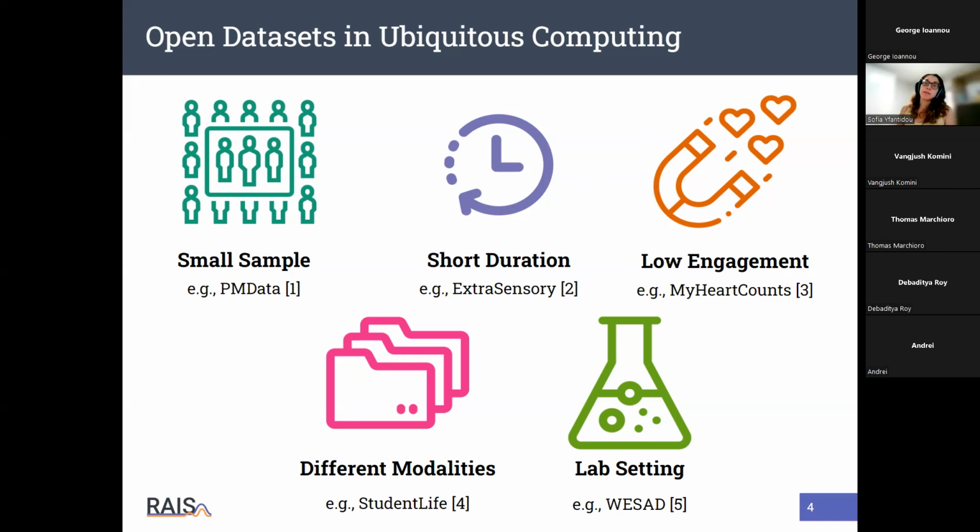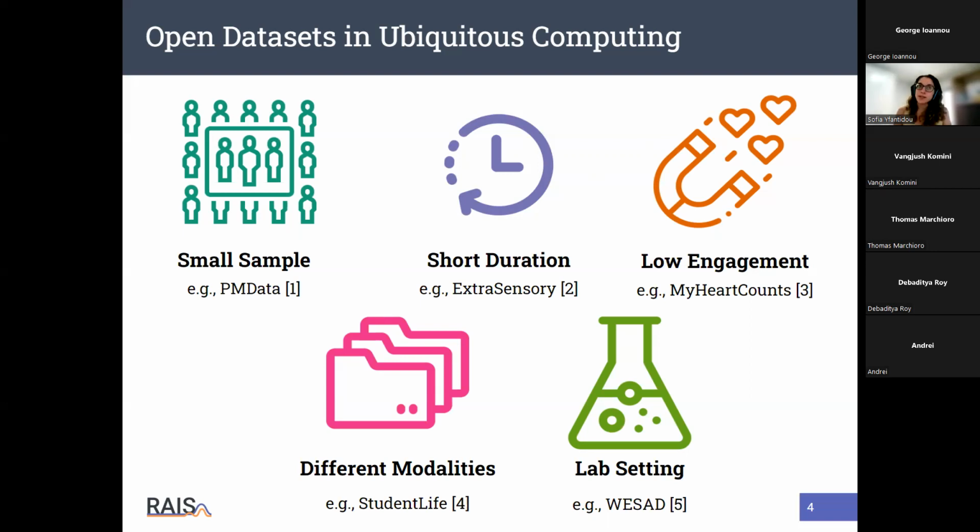Also, many experiments have short duration. For example, the ExtraSensory dataset is a lab-constrained dataset that technically has essentially just 1 or 2 days of data, or a few hours. Some of them suffer from low engagement.